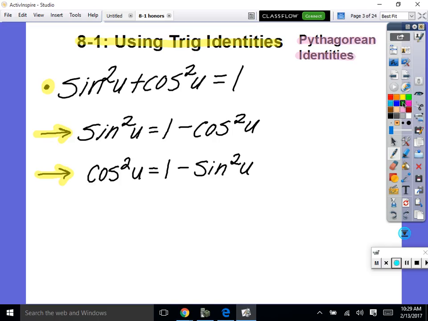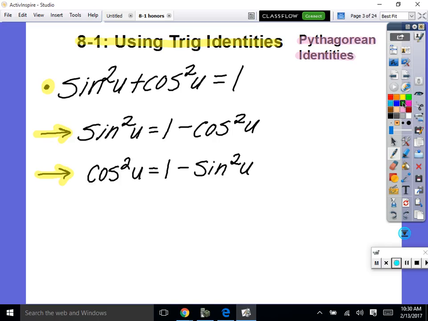So here we go, guys. This is the original identity. Sine squared u plus cosine squared u equals 1. So if you ever have sine squared x plus cosine squared x, it can be rewritten as 1. They're equal.